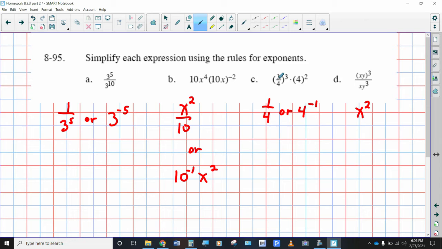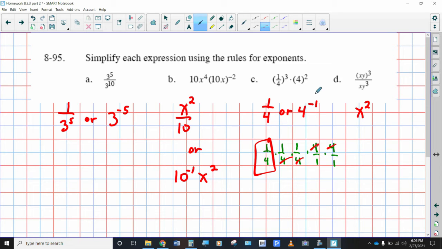Here, it's probably just better to expand it out. You got 1/4 times 1/4 times 1/4. And then 4 to the 2nd power is 4 over 1 times 4 over 1. So we end up with giant 1s. You're left with 1/4 as your answer.